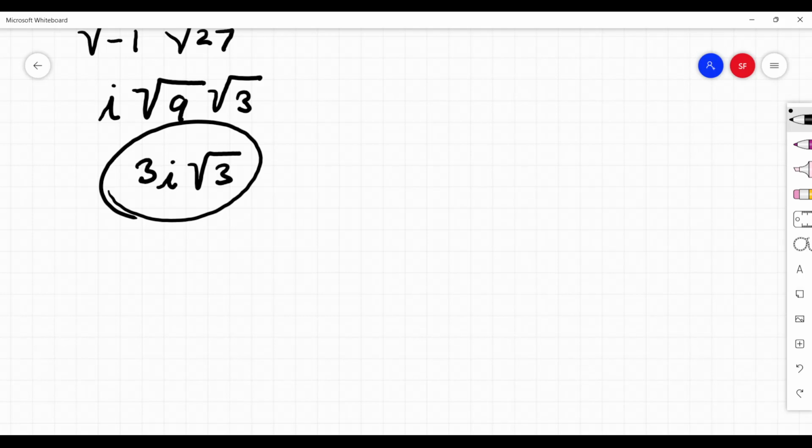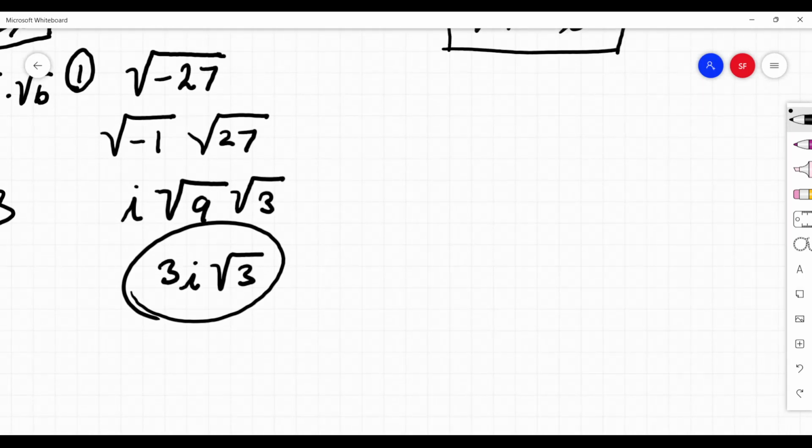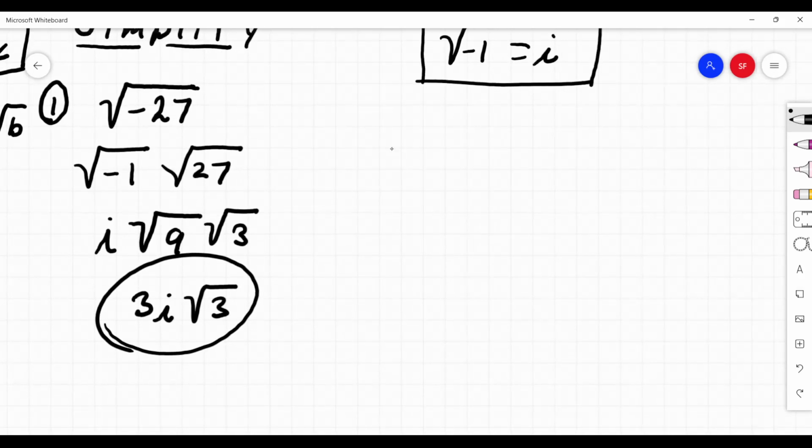Let's do another example, and then we'll do a couple of guided practices. Numero dos. The square root of negative 216. Okay, so to simplify this, what are we going to do?